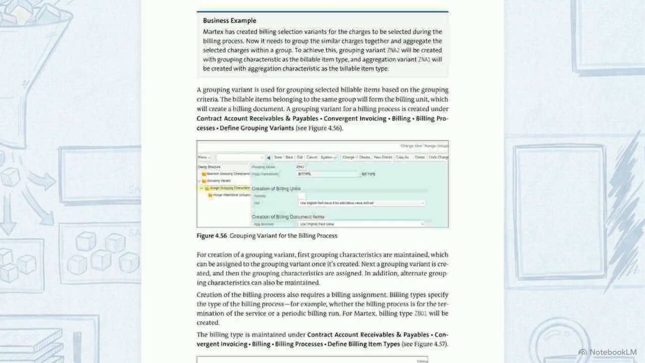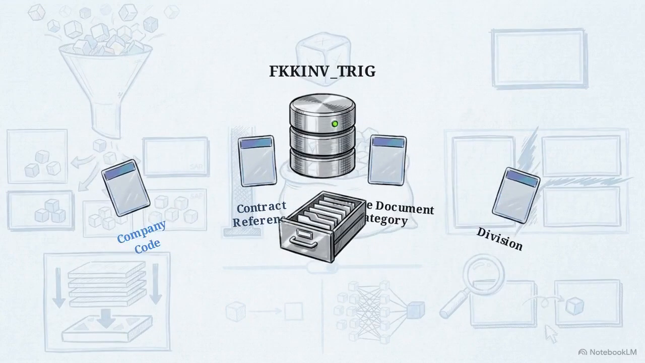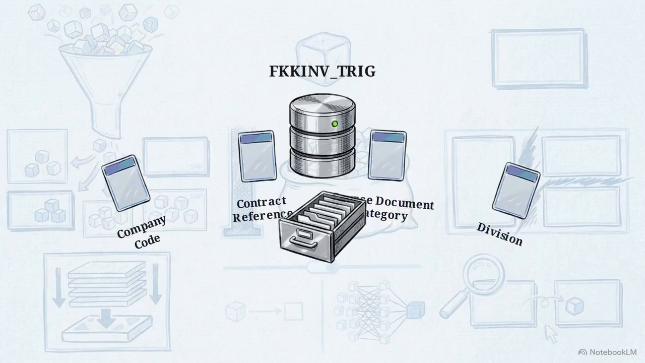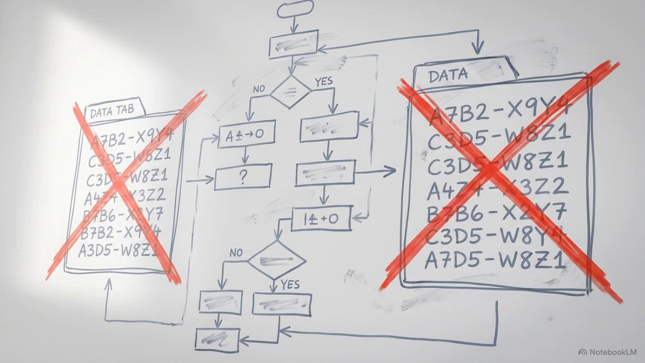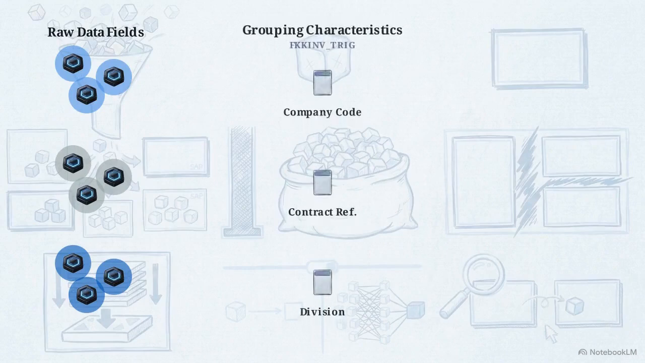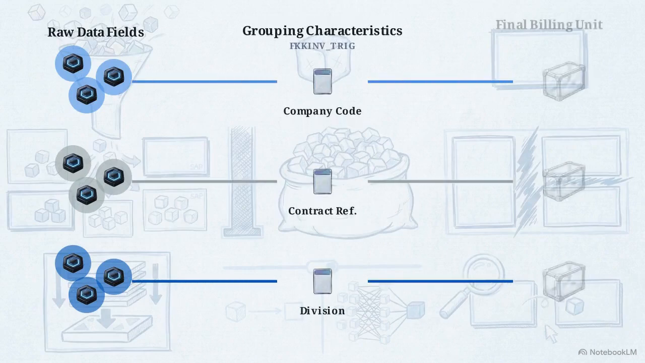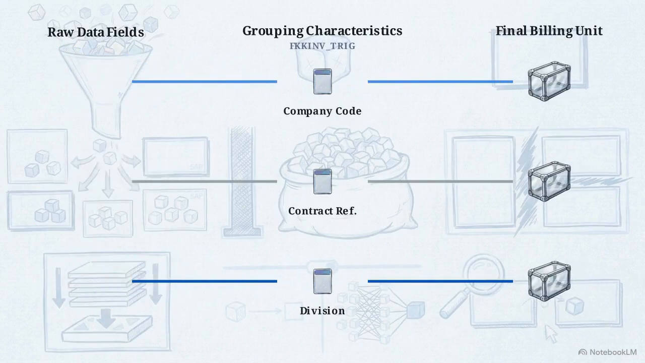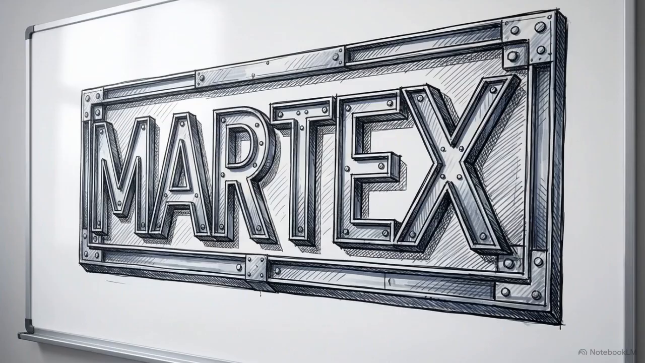The grouping variant executes its logic using a specific field, the grouping characteristic. Grouping characteristics are technical fields pulled directly from the FKK-NV_trig structure used for invoicing orders. If standard fields like a source document number or contract reference are insufficient for a business case, architects can define custom fields and derive values using specific function modules. These grouping characteristics serve as the absolute rules mapping raw data fields directly to the final boundaries of the created billing unit. Let's apply this logic to a practical business case.